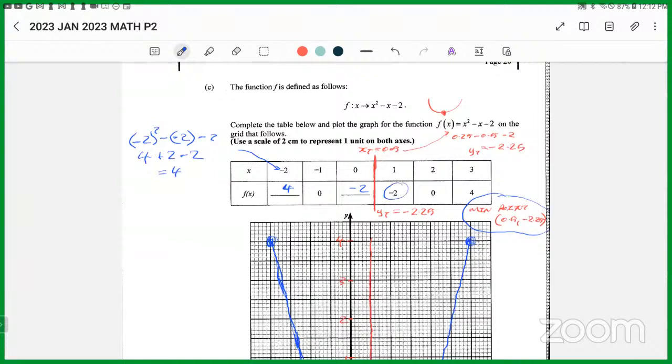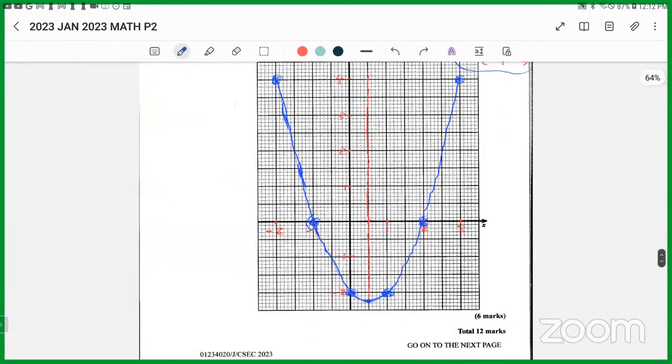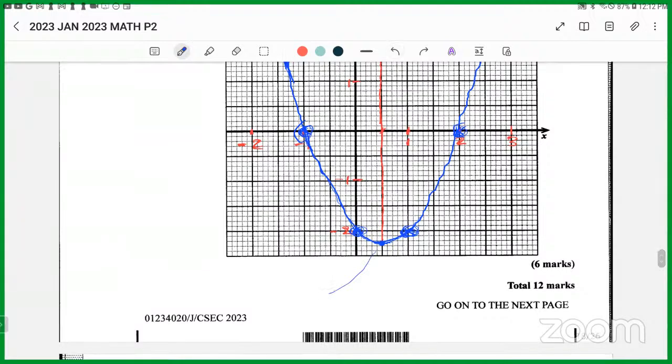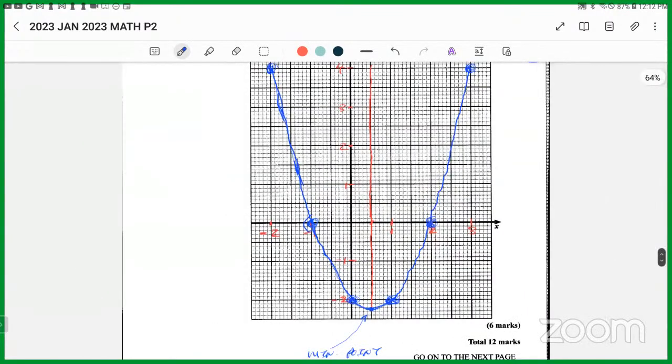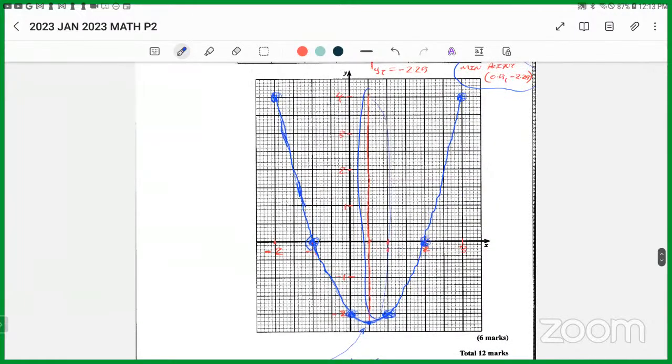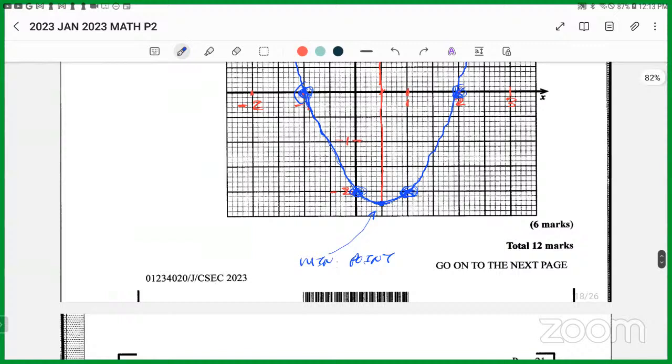And to know that this cannot be a minimum value. The minimum value cannot occur at 2 points. The minimum value occurs at only 1 point, at the vertex only. That is your minimum point right here. The minimum point is on that axis of symmetry at the vertex. This red line is the axis of symmetry, and the minimum point is on it. The minimum point is negative 0.5, negative 2.25. So the minimum value is this. That's the lowest Y value on the graph, negative 2.25.